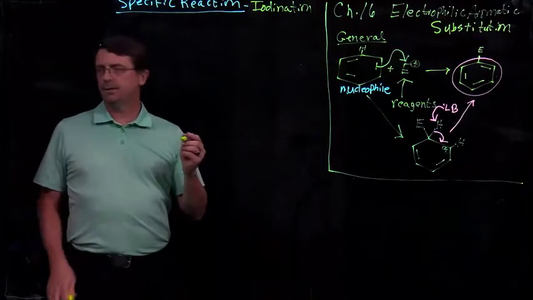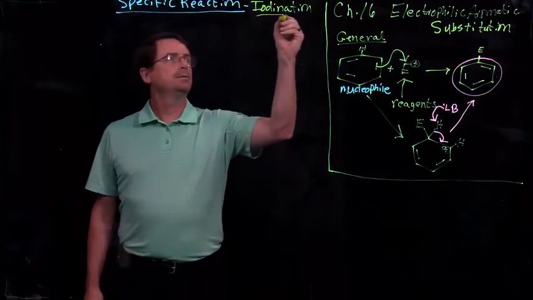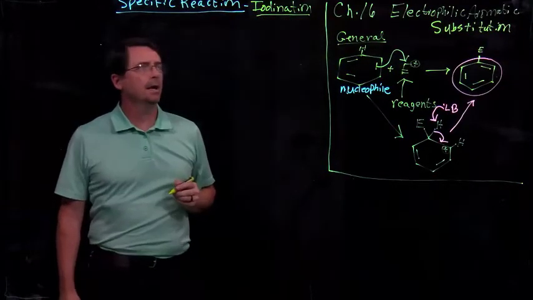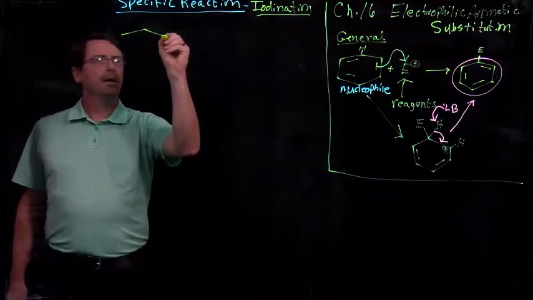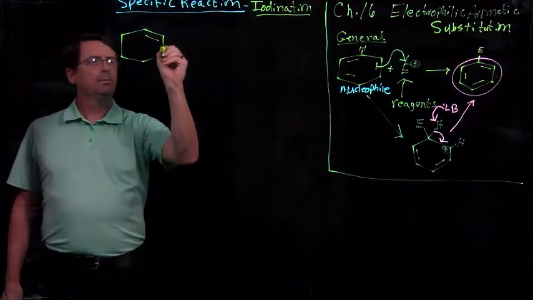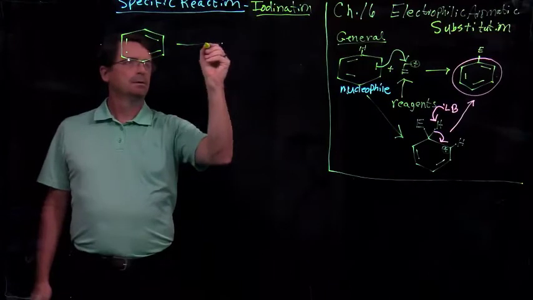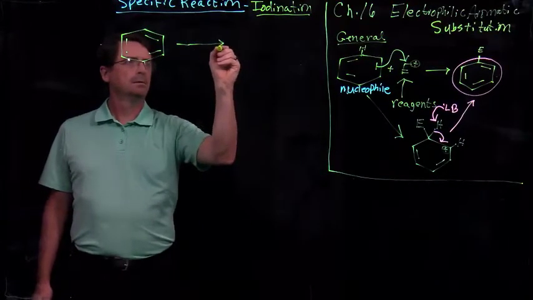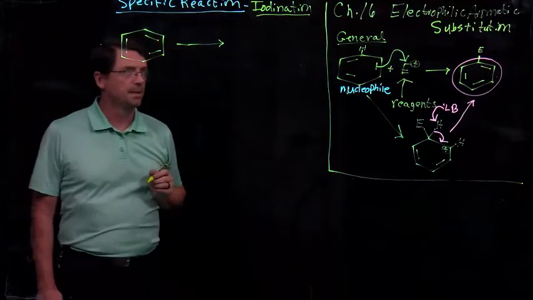Next example here, iodination. So we're going to add iodine to the system. Now, when we write a specific reaction, we write reagents that can carry out this reaction.